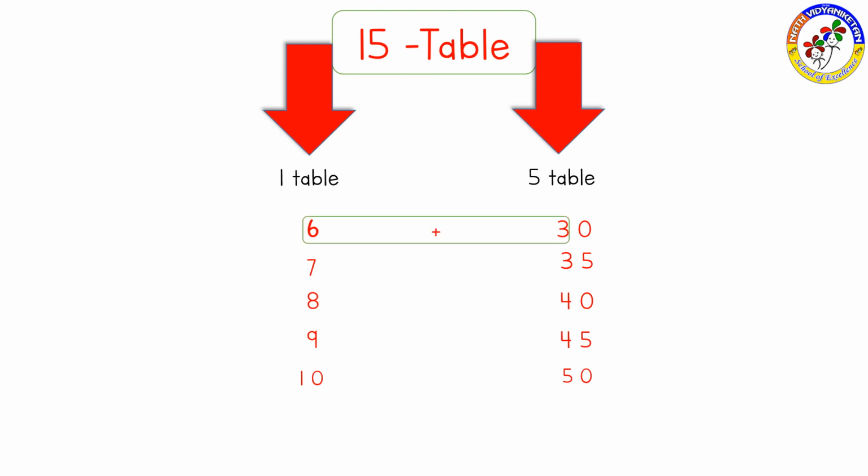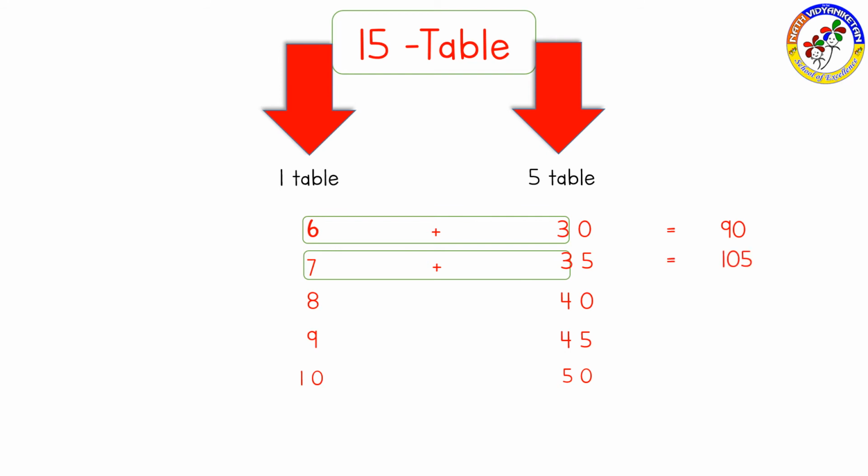6 plus 3 in the box. 6 plus 3 how much? 9. And write 0 as it is. That is 90. Now 7 plus 3. 7 plus 3 how much? 7 plus 3 is 10 and write 5 as it is, that is 105.